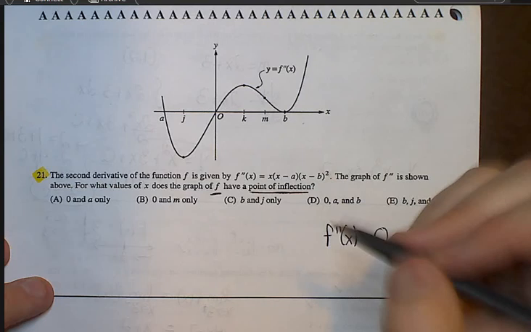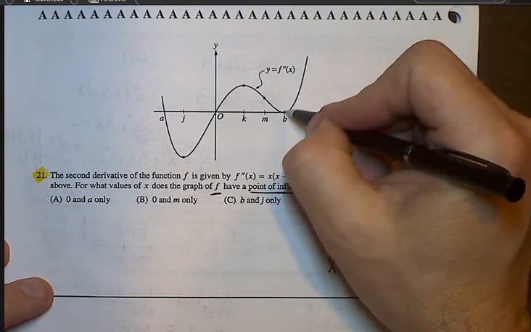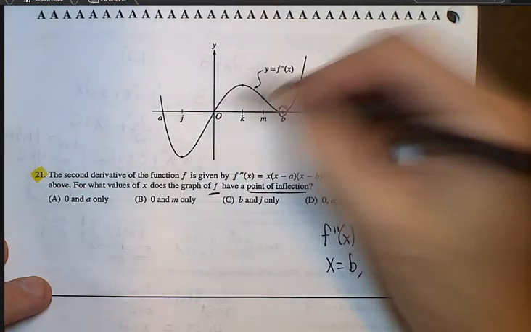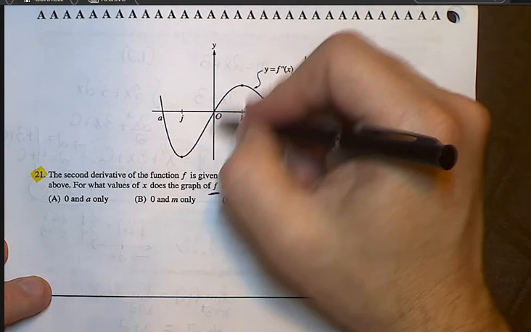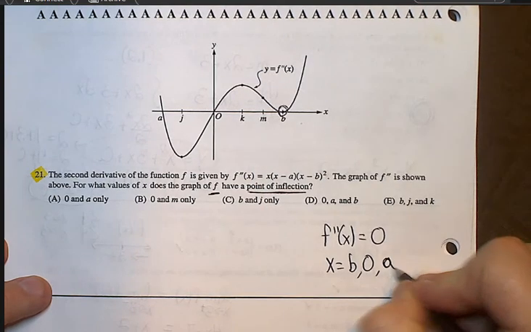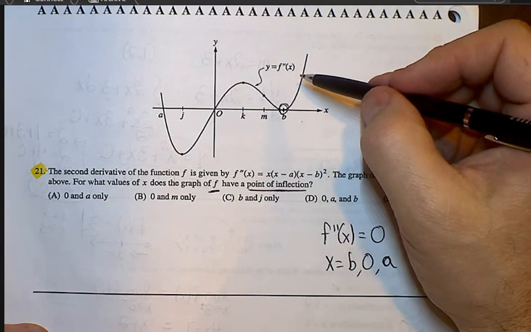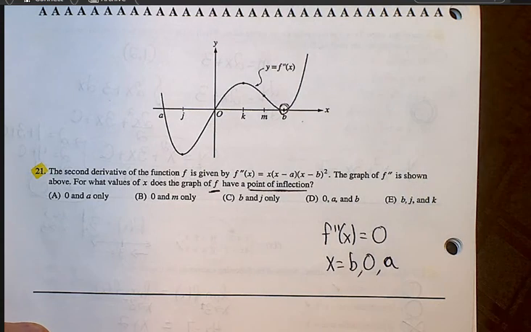Those are possible inflection points. Well, where does that happen? That's going to happen here at B, and it's also going to happen at O, or the origin, and it's going to happen at A. So those are the 3 places where the graph could have an inflection point. Now, by definition, an inflection point is going to be a point where the sign changes around the 0.